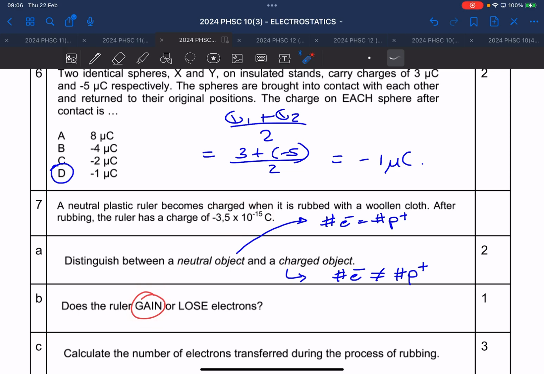Because the electrons are transferred to the. How do you know it was transferred? What gives you the clue that it's transferred? Don't overthink it. What did you see and you thought, it must have gained electrons? The charge of the ruler is now what? Negative. The fact that it has a negative charge indicates that it has gained electrons.